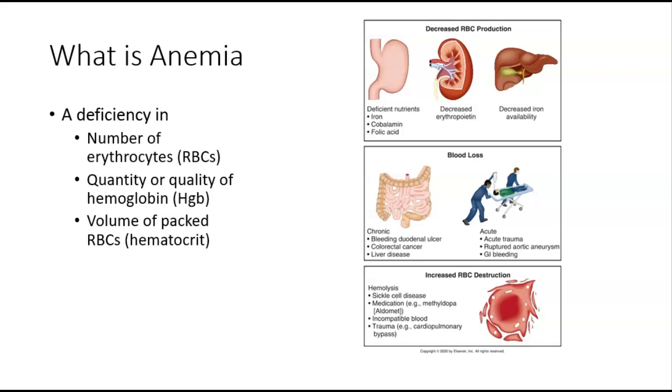So anemia is not really a specific disease, okay? It's more a manifestation of the pathological process, but it is a deficiency in the number of red blood cells, quantity or quality of the hemoglobin, or the volume, so the hematocrit. It could be based on two different things. One is that you don't make enough of the red blood cells. The second is that you're losing them. And you could lose them through actual blood loss, or they could be destroyed.